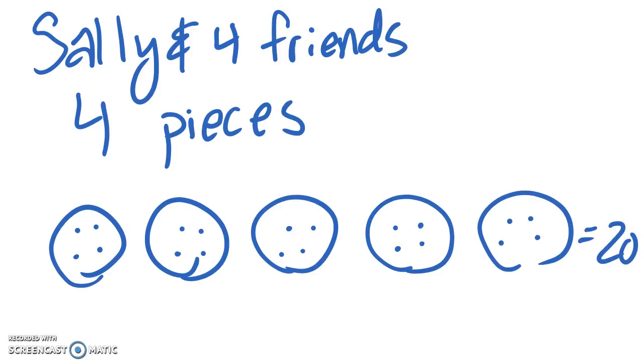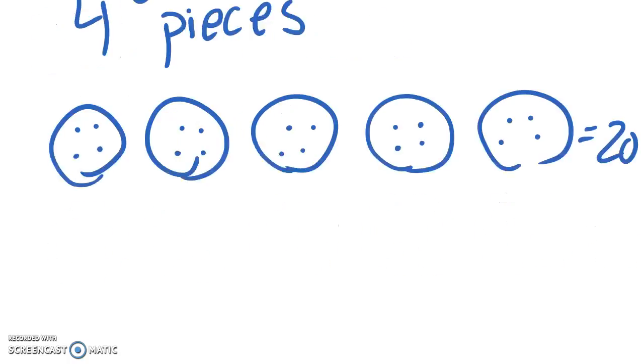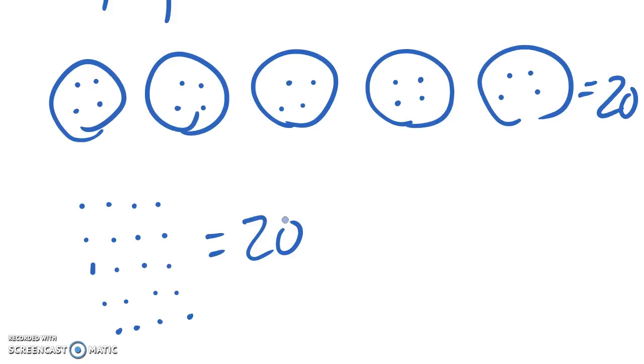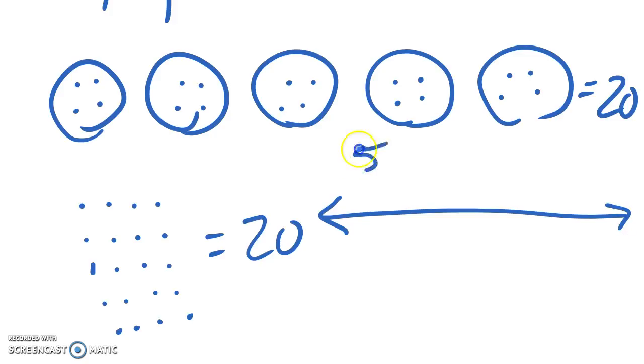Then we also have the strategy of using an array. An array would be 5 rows with 4 in each row. And then they would count their array to figure out that it also equals 20. Another strategy we've used is a number line. This is just skip counting, something they've been practicing since kindergarten. And since there are 5 people, there'd be 5 jumps, so 5 times 4. So I would have taught them 5 hops of 4.